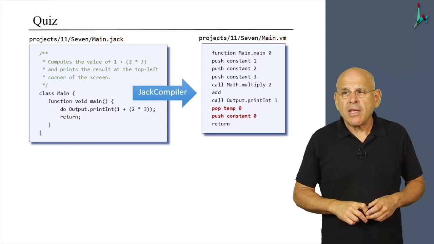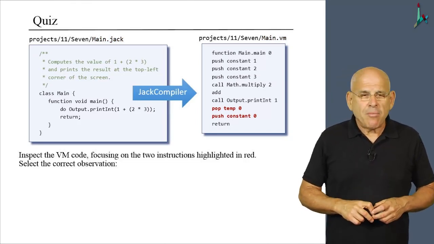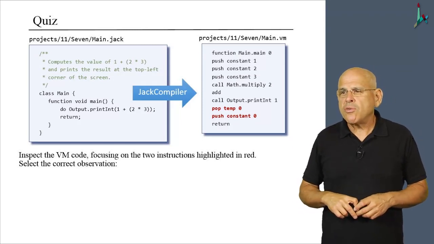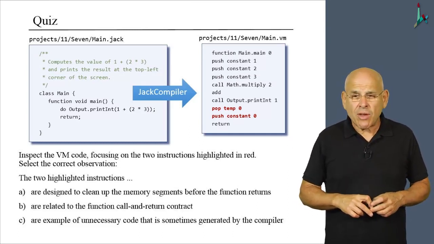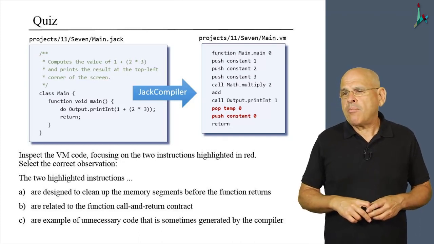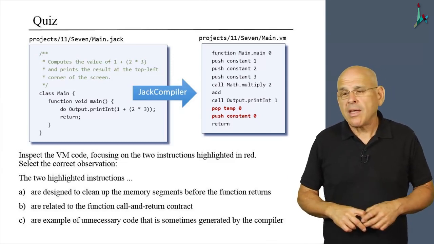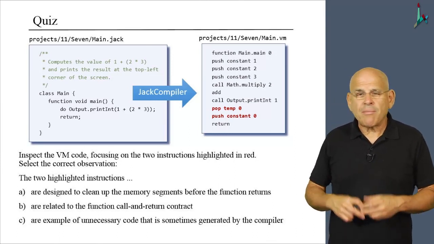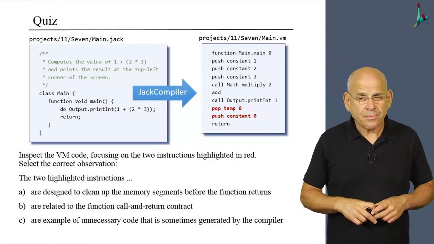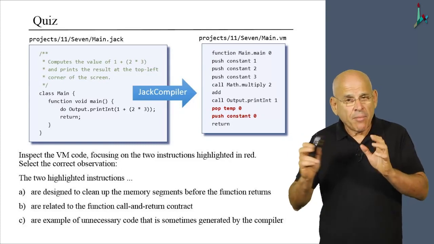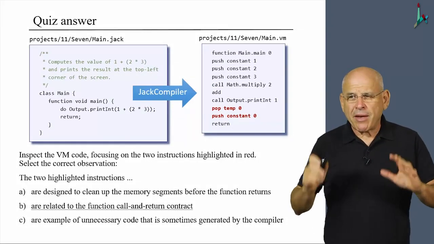All right, moving along, here's a little quiz, but a rather tricky one. Inspect the VM code on the right and focus on the 2 red instructions. Select one of the correct observations. A, the 2 highlighted instructions are designed to clean up the memory before the function returns. B, they are related to the function return contract. And C, they are an example of some unnecessary code that is sometimes generated by the compiler. What is the correct answer? Why don't you stop the tape and think about this question for a little while, and then we'll talk about the answer. So let me explain why.